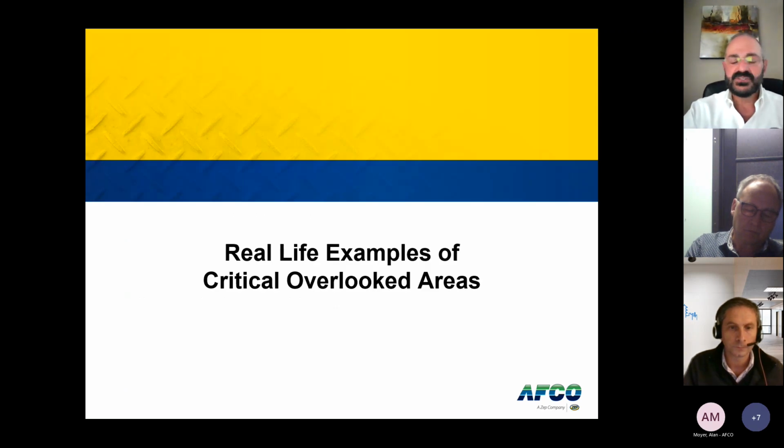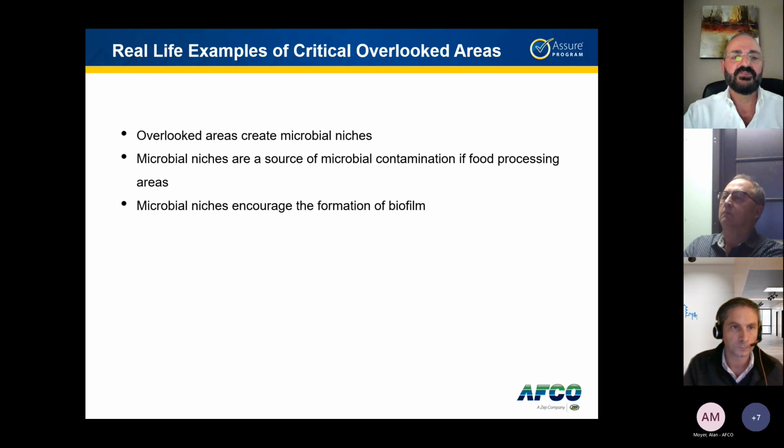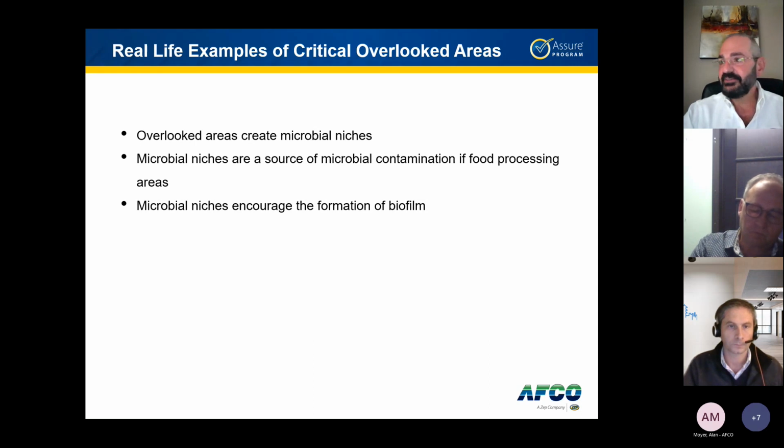All right. So now I'm going to show you some real life examples of areas that are usually overlooked. But before that, let's talk about these overlooked areas. What do they do? Overlooked areas create microbial niches, right? Microbial niches are the source of microbial contamination in food processing areas. They encourage the formation of biofilm.